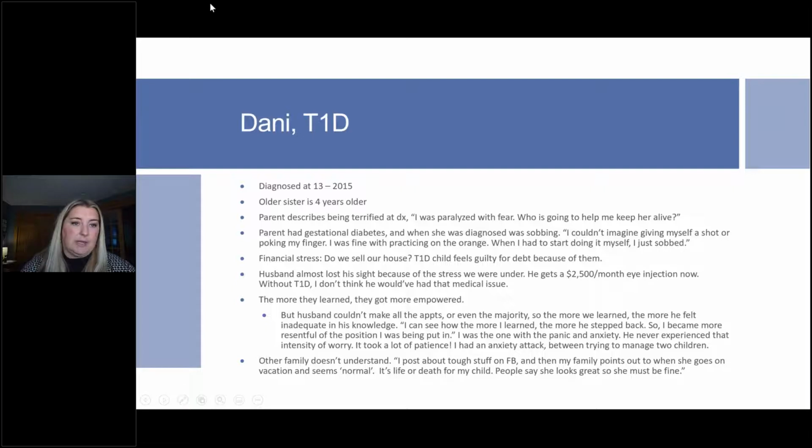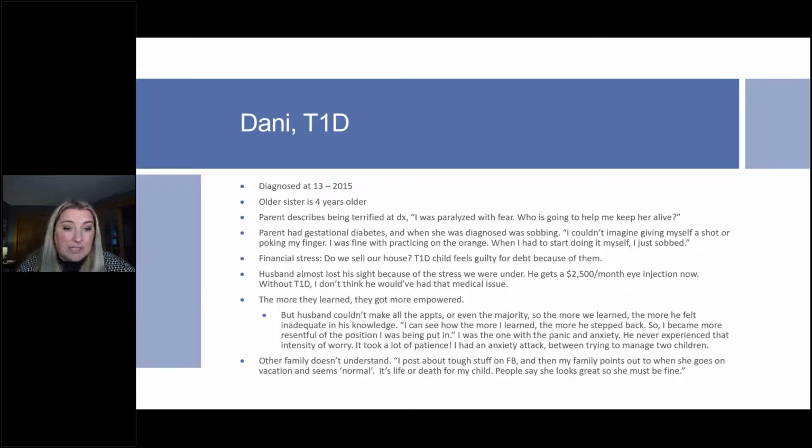So this was type 1. Danny was diagnosed with type 1 at the age of 13, and has an older sister who's 4 years older. The parents described being terrified. They said they were paralyzed by fear.